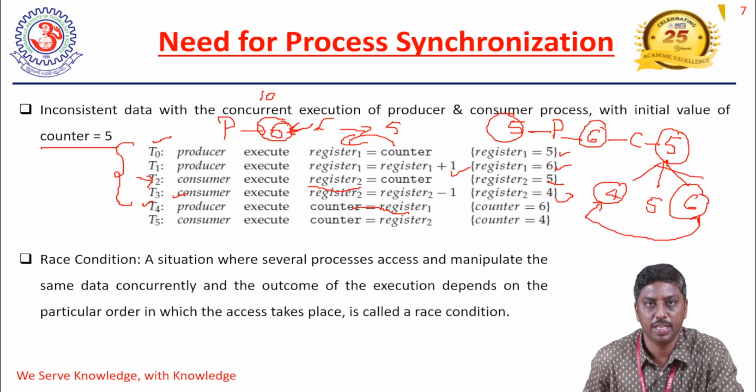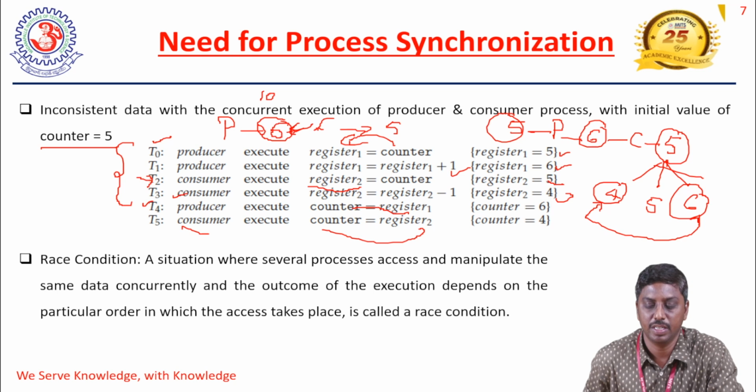Now the consumer process still has one more statement, so the CPU is allocated to the consumer. The last statement left out is counter equals register 2. What is the value of register 2? It is 4. So now the counter will get 4, which is wrong, because earlier there was 5. We have added 1 to the 5 and removed 1 from the result, so the correct answer should be 5.